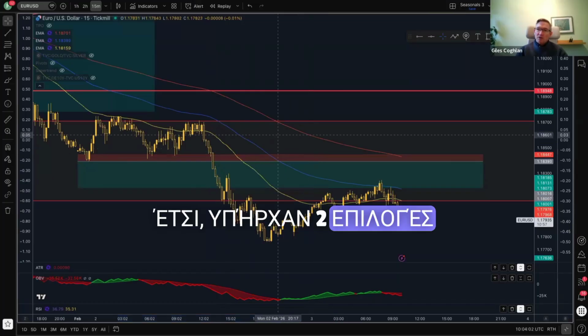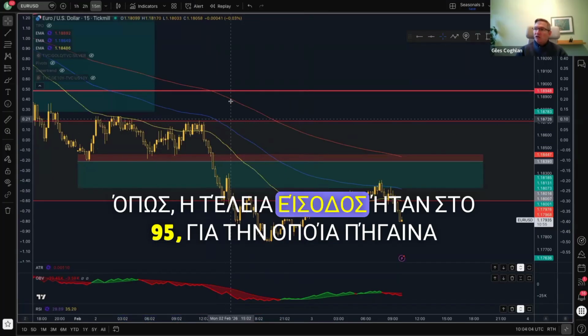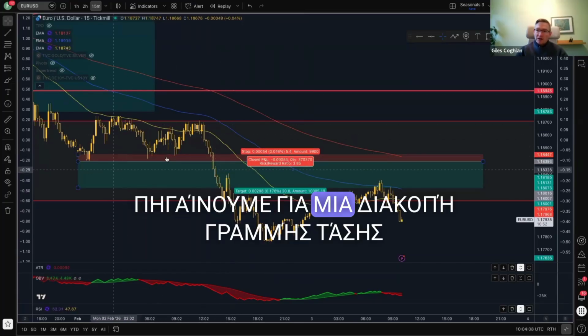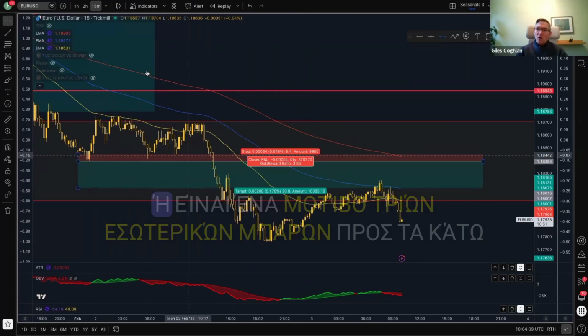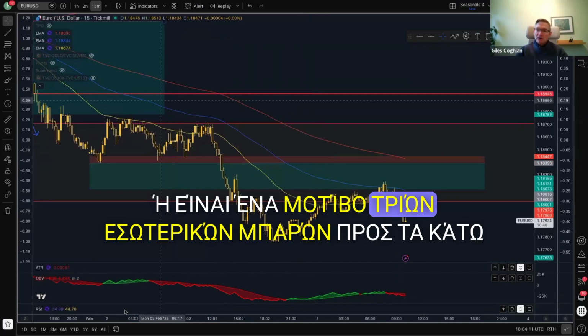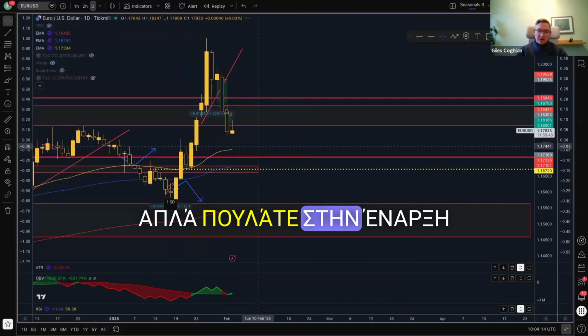So there were 2 options. The perfect entry was up at that 9.5, which I was going for, or you go for a trend line break, or it's a 3 inside bar down pattern. You just sell at the open.